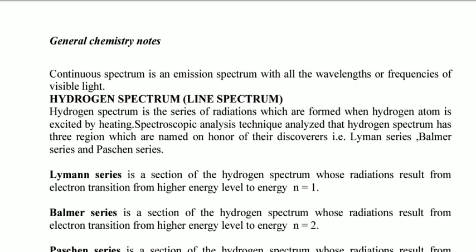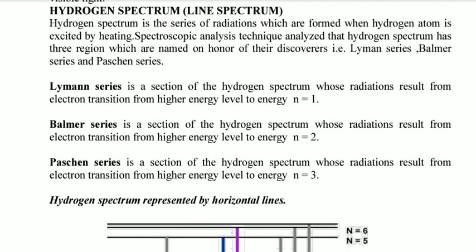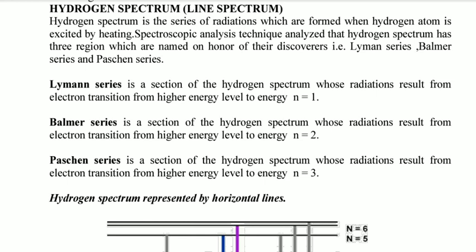Now, let's go on to hydrogen spectrum. Hydrogen spectrum is a line spectrum. That's the first thing you must know. Hydrogen spectrum, by definition, is the series of radiation formed when a hydrogen atom is excited by heating. Spectroscopic analysis shows that hydrogen spectrum has three regions which are named in honor of their discoverers: the Lyman series, the Balmer series, and the Paschen series.